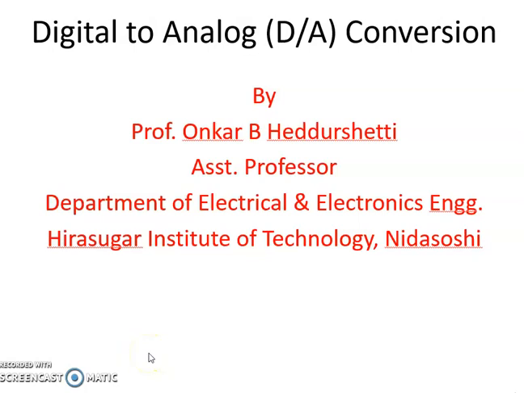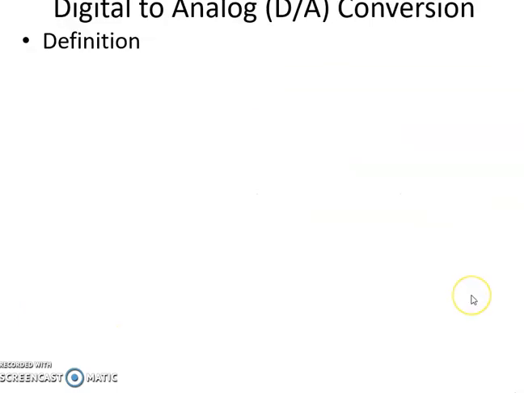Now let us see digital to analog conversion. As we know, in case of analog to digital conversion, the analog signal is converted into digital form. Conversely, in case of digital to analog conversion, the digital signal is converted into analog form. In this section, we are going to study different types of digital to analog converters.